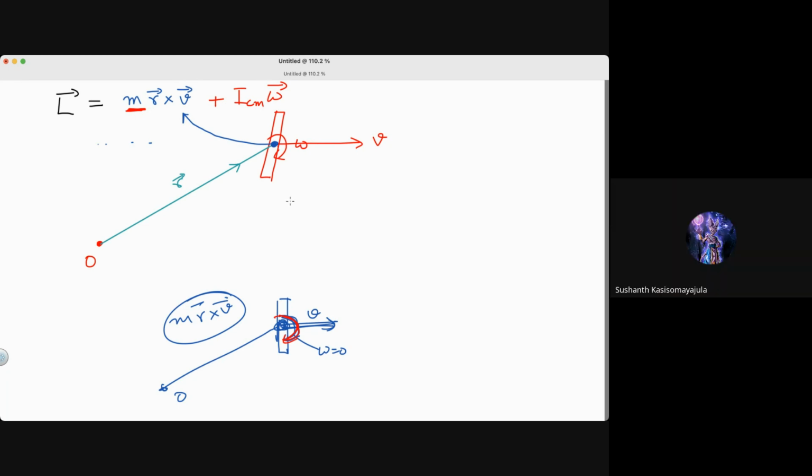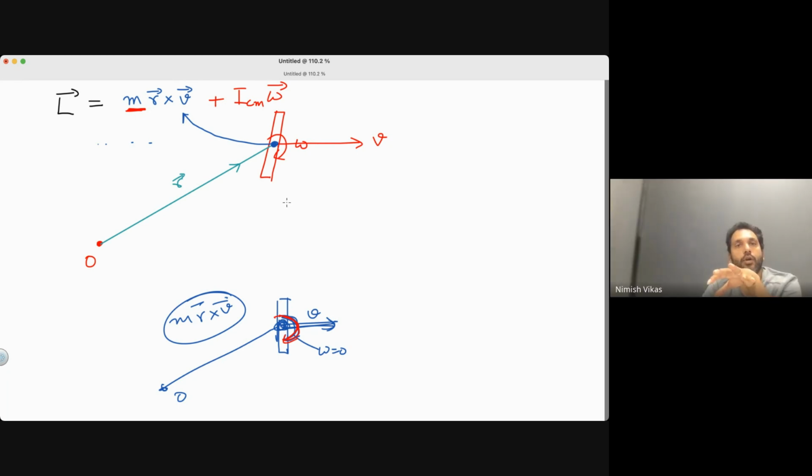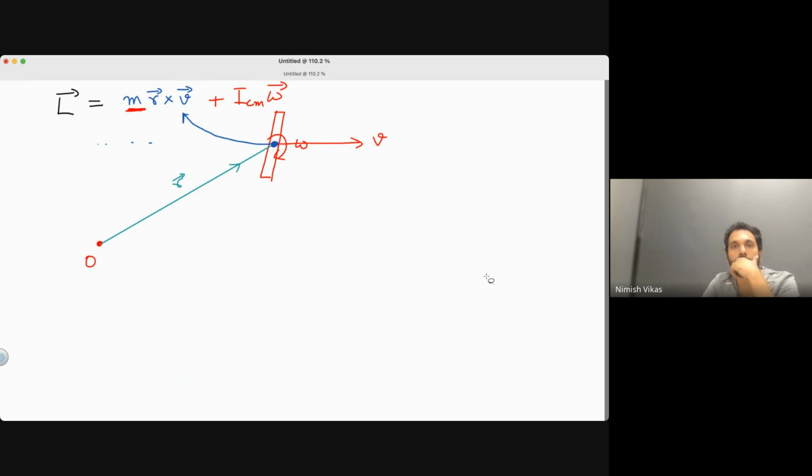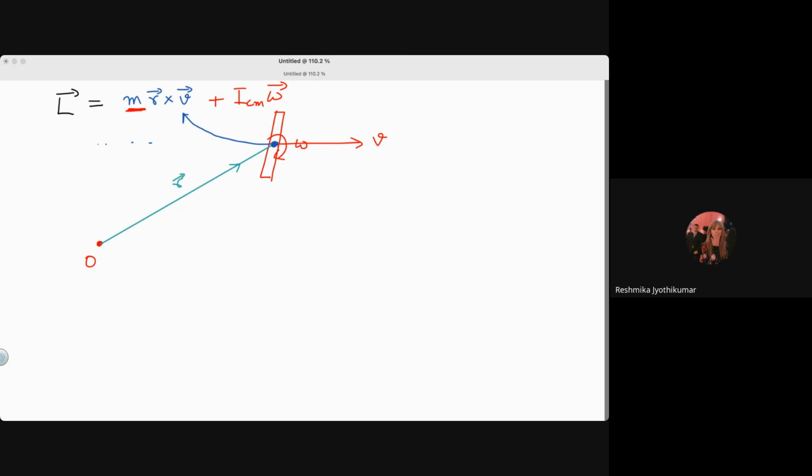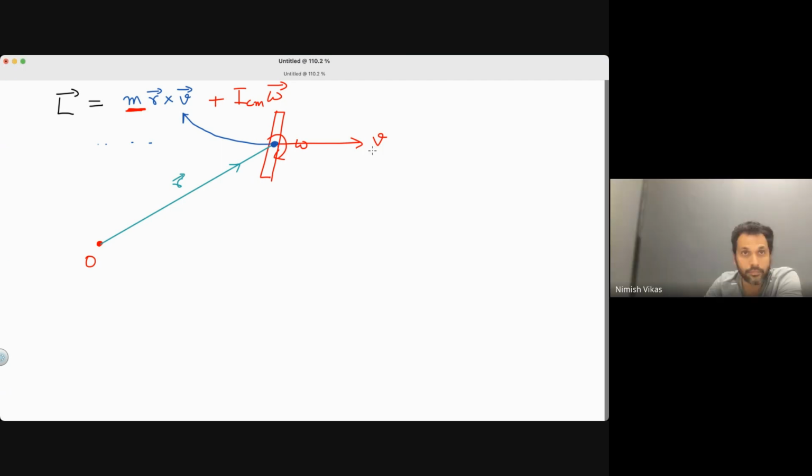Okay, so tell me in this situation which I have drawn, R cross V is which way? Inside the board, outside the board? R cross V. Tell me. Inside the board. Okay, what is omega? R cross V is inside the board.